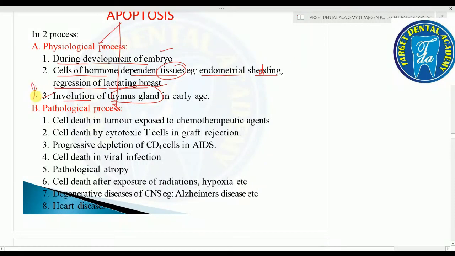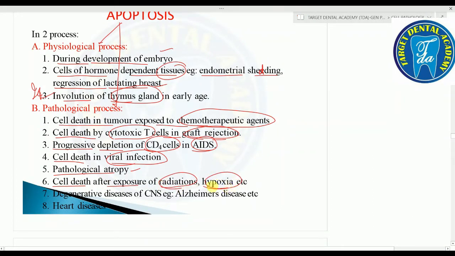Important. While in the pathological processes, there is cell death in the tumor when it is exposed to chemotherapeutic agents, the cell death by the cytotoxic T cells in graft rejection, the progressive depletion of the CD4 cells in AIDS, cell death in viral infection, pathological atrophy, cell death after exposure to radiations, hypoxia, and the degenerative diseases of the CNS like Alzheimer's disease, and heart disease. These all are the pathological processes of apoptosis.